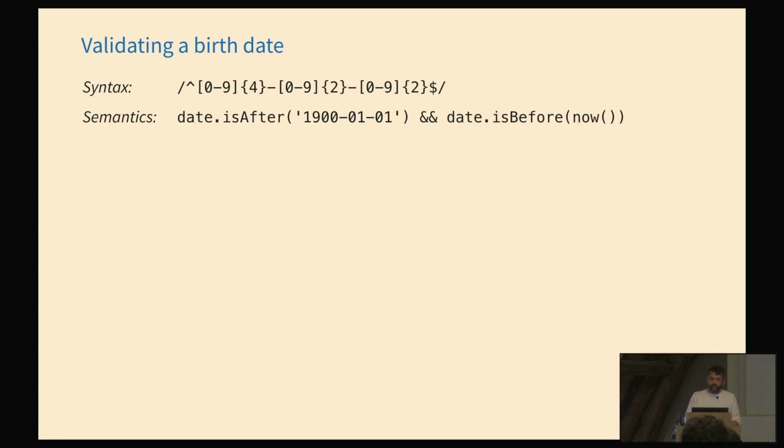So we can add some semantics as well. We check the syntax first. Does it look like a date? Kind of. Yes, it kind of looks like a date. Okay, let's check that we can parse it, and let's check that it makes sense within the context. So in this case, we probably don't expect to have users that are born earlier than 1900, and maybe we don't expect to have users that are born in the future at this point.